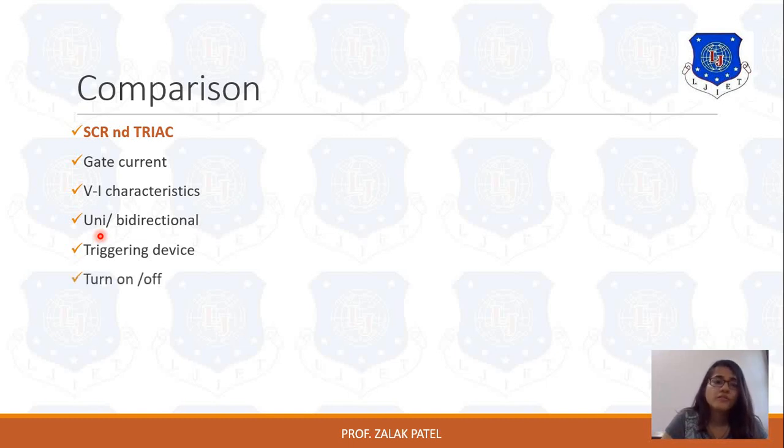About the turn on and turn off process: SCR and TRIAC both have very small turn on and turn off times, in the microsecond range, and because of this they face the problem of dV by dt and di by dt, so we have to use a snubber circuit for protection in both the SCR as well as the TRIAC. For symbol and diagram, you can differentiate them: SCR looks like a diode with the gate terminal, and TRIAC has the two terminals MT2 and MT1. You can also draw the circuit symbol and diagram as a difference between SCR and TRIAC.